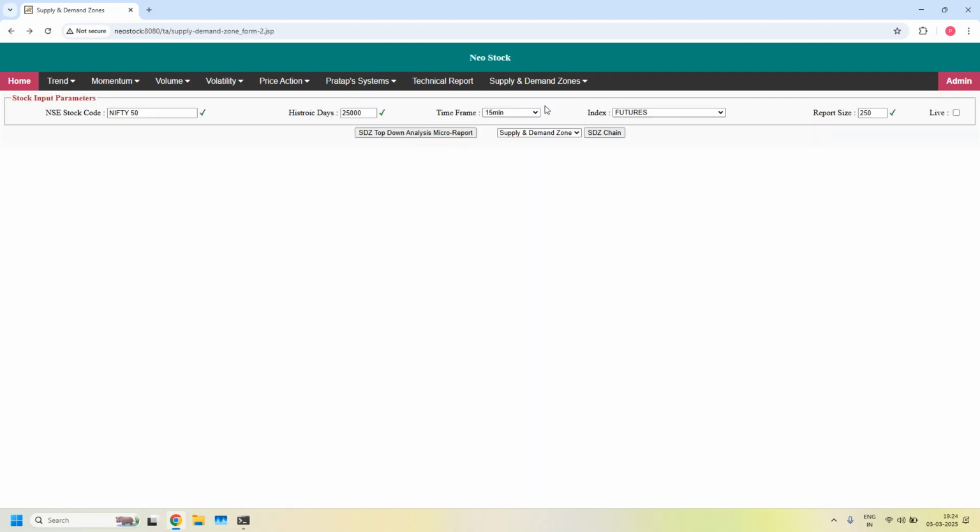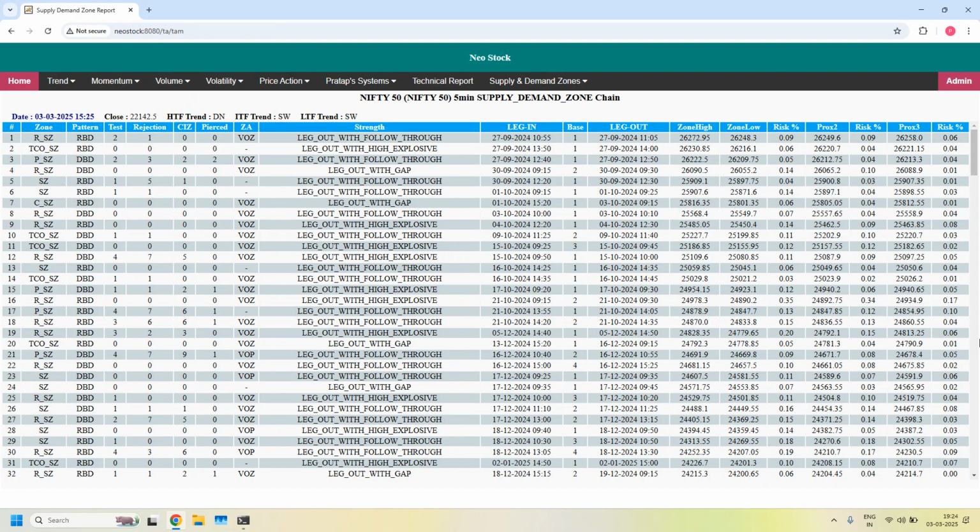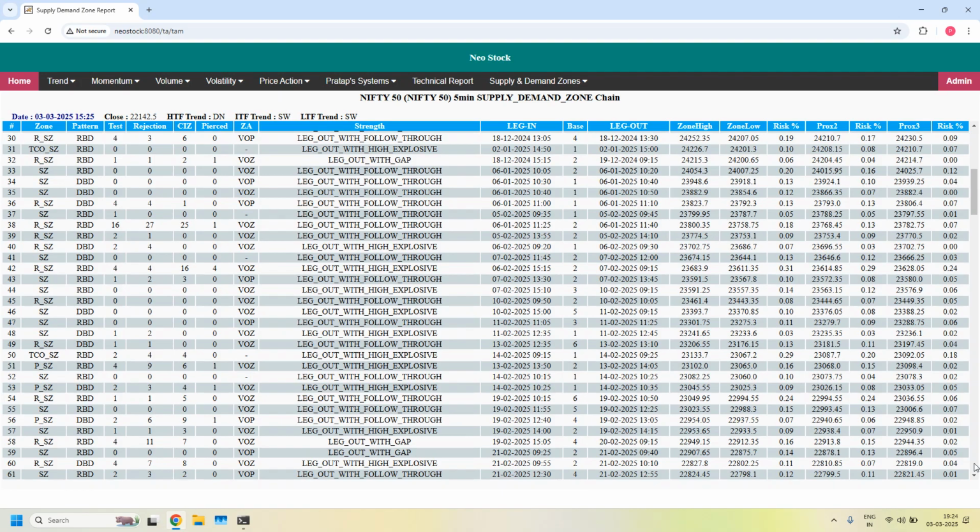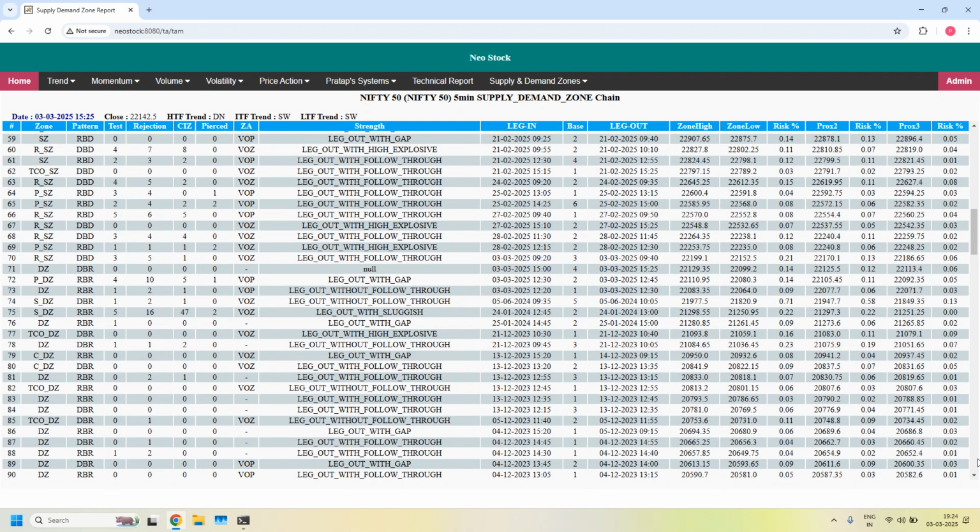Next, 5-minute supply demand zone chain for Nifty. All are supply zones. I'm scrolling the list down. In this page also all are supply zones. Again, I'm scrolling the list down. Here, at 71, we have the demand zone.